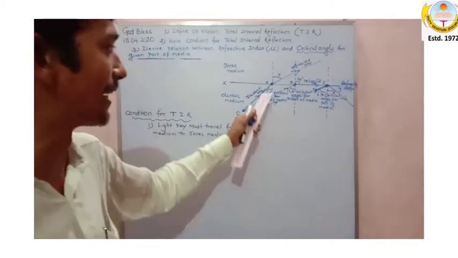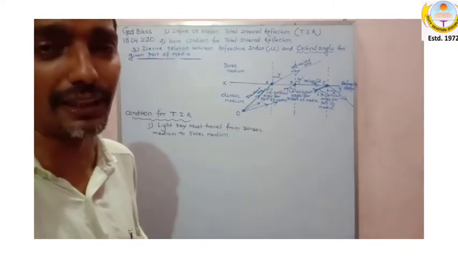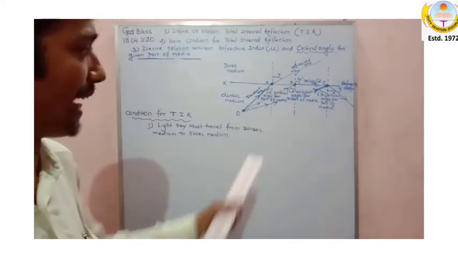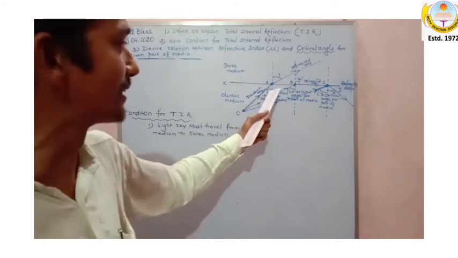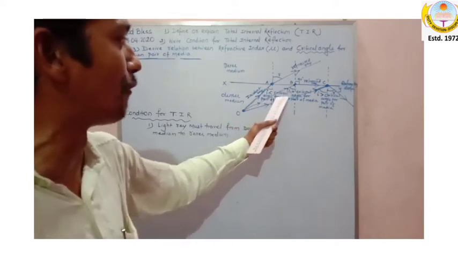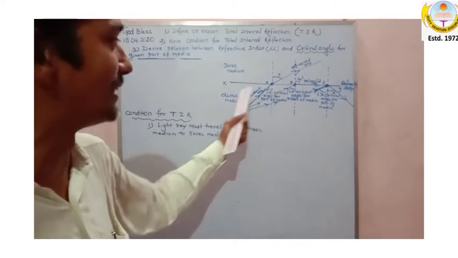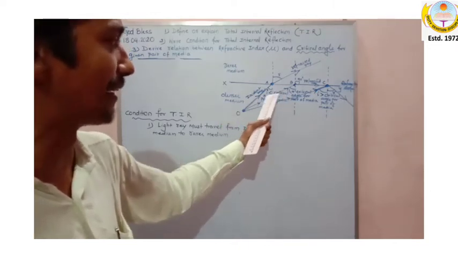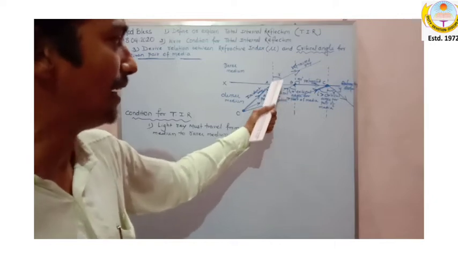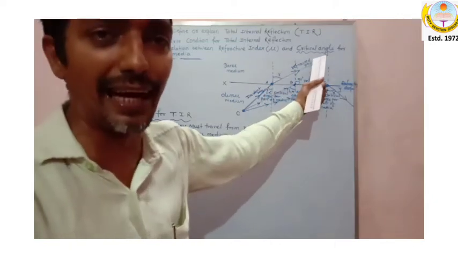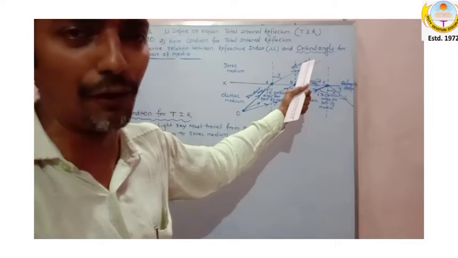In my first diagram, once again look at the explanation, it is beautiful. In the first diagram, the angle of incidence is less than the critical angle for the pair of media. See the diagram. The angle of incidence in the denser medium is less than the critical angle for the pair of media, and the light will be refracted in the rarer medium as a phenomenon.